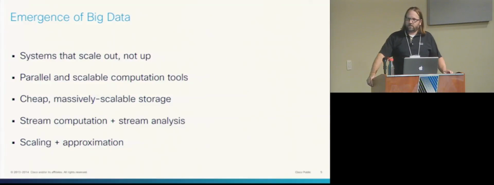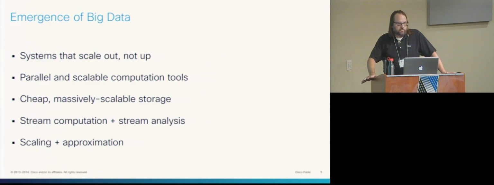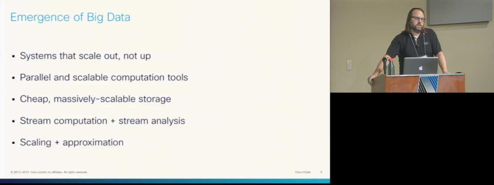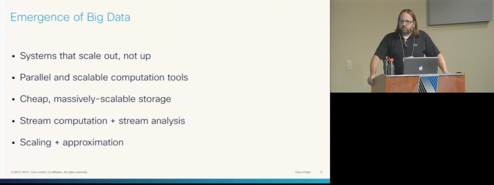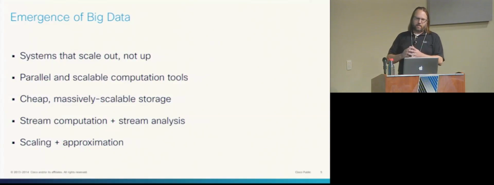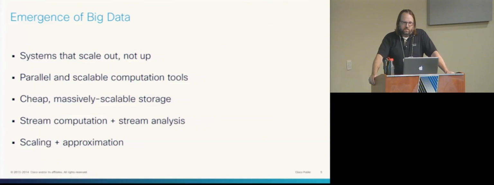Parallel and scalable computational tools. Again, Bro is great. You put it on a box and you eat up your CPUs. It's doing cool things, but is it doing really what it needs to be doing? If that makes sense. Cheap, massively scalable storage. When you build a Hadoop cluster, you basically can use anything off the shelf. You put a whole bunch of drives into a system, and then you just scale that out. You just add more and more and more. And that's just what you do.